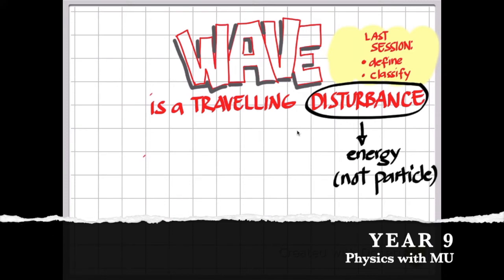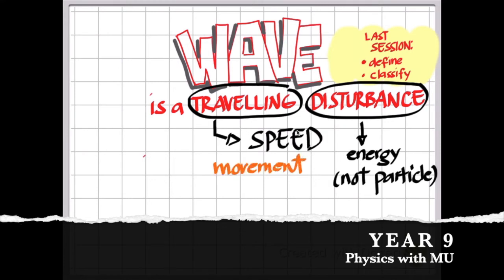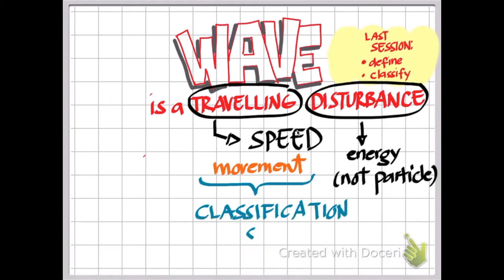Another thing that you should be aware of in this definition is the word traveling. It's very important to imagine a wave as an entity that is actually traveling, so it must have a speed. Every wave has its own speed. There's a movement of this thing, and actually, this movement is the basis of the classification schemes that we discussed last session. And we have two classification schemes.